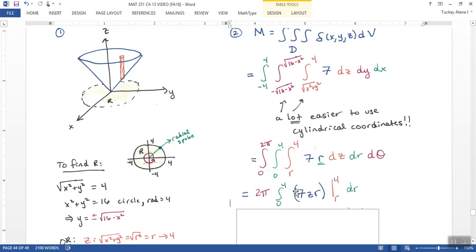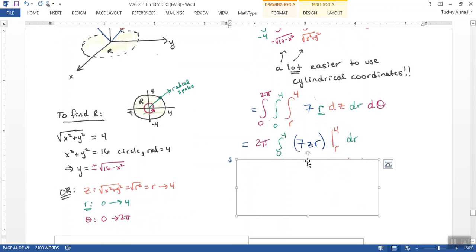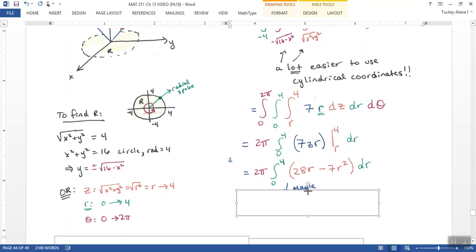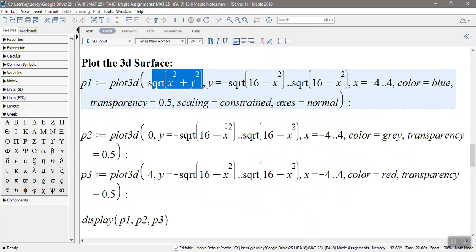This integral is so simple. 7r with respect to z is just 7zr. So you put r and 4 in, respectively. And that gives you, let's see here, 2 pi times the integral from 0 to 4 of 28r, because 7 times 4 is 28, minus 7r squared, because you'd have r times r. That's actually super easy, but I don't feel like doing it anyway. So I'm just going to make Maple do it. And let's see what I get.